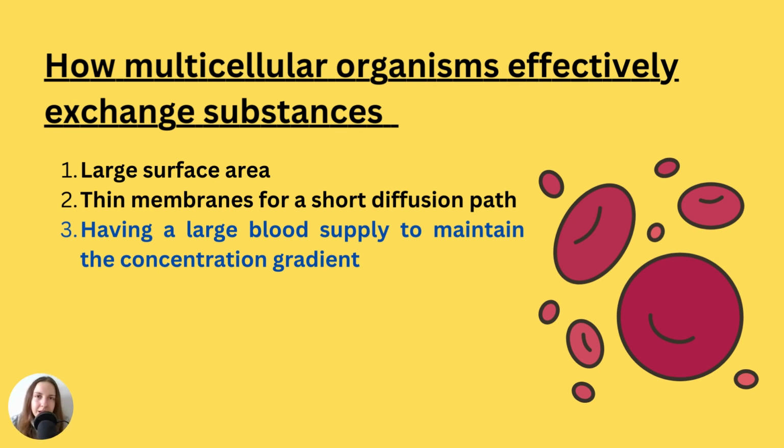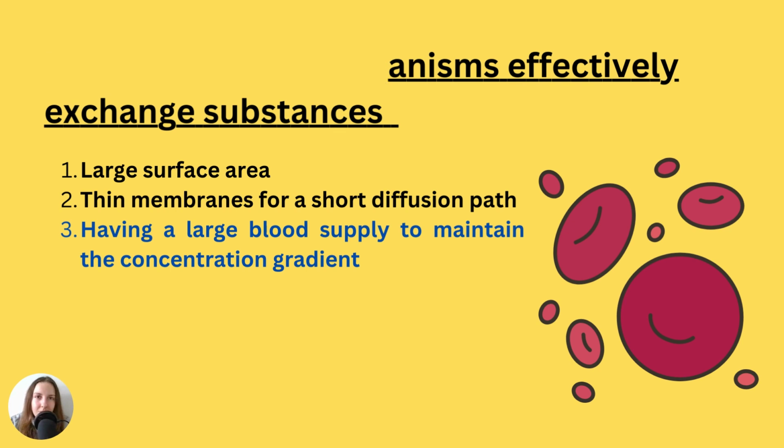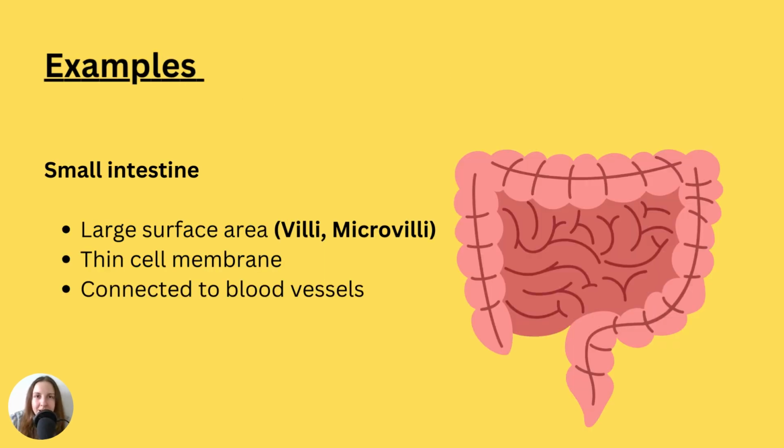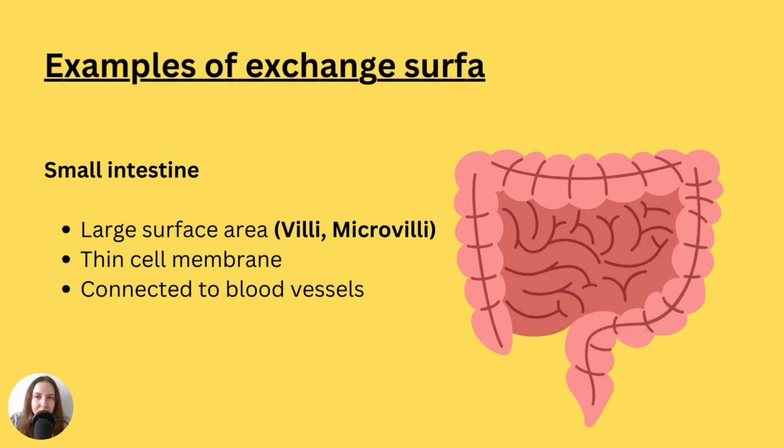Remember, the blood supply is constantly circulating around the body, and that allows substances to be carried away from the area of exchange, but also substances to be delivered to the area of exchange. That means the concentration gradient is constantly maintained. But obviously, this is not the same in plants, and they don't utilize a blood supply. So just be careful when answering questions about plants in this regard.